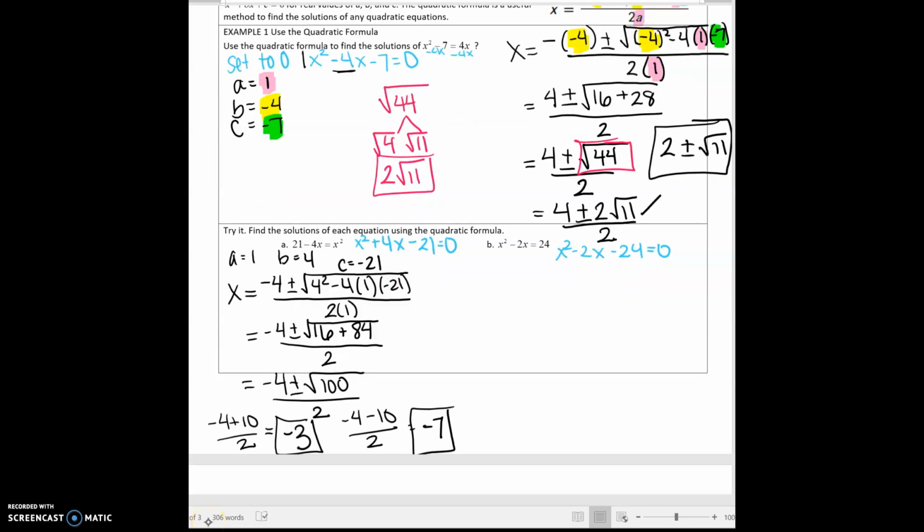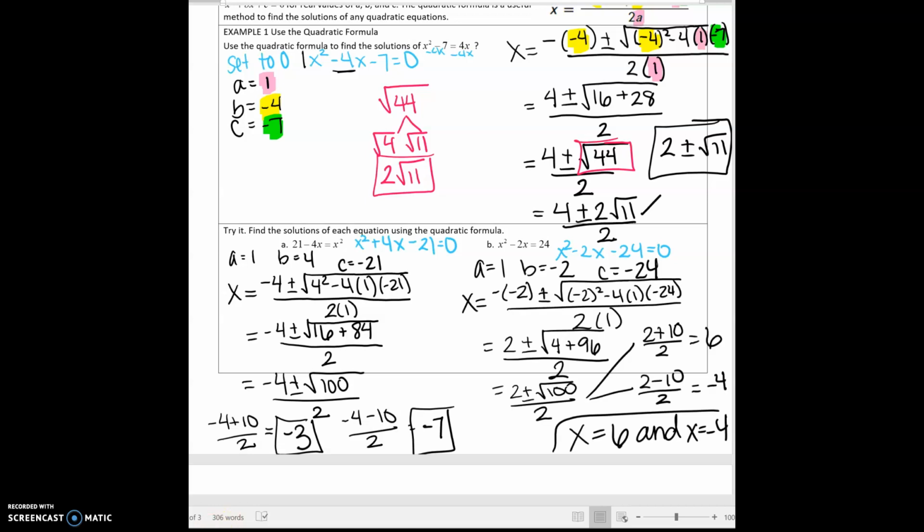Okay, so in this case, you don't have to simplify the square root because it's the square root of 100, which is just 10, which gives us our answers of -3 and -7. Okay, go ahead and do the next one. And on this one, we end up with a perfect square as well. So x equals 6 and x equals -4.